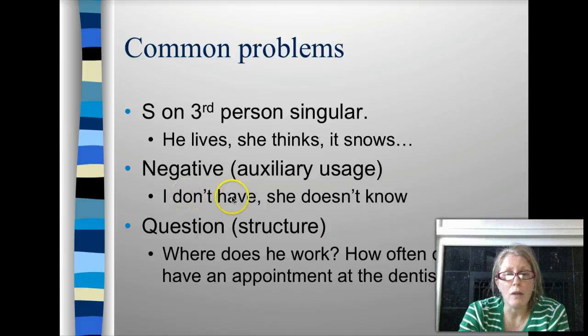Another common problem is making the negative, so using the correct auxiliary. I don't have. Have is my verb, don't is my auxiliary, or she doesn't know. Don't forget to conjugate your auxiliary. No S on your verb here.